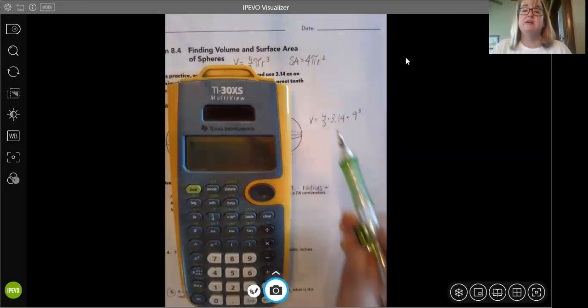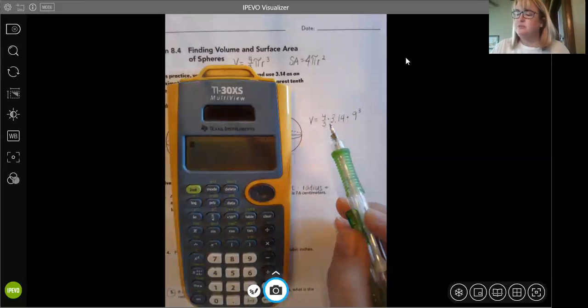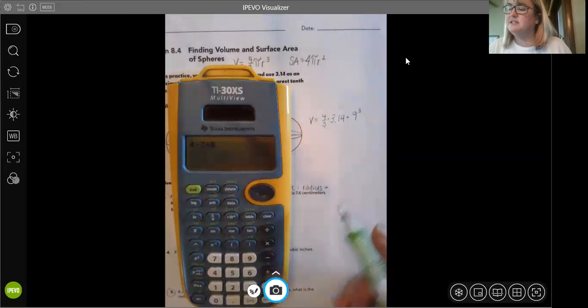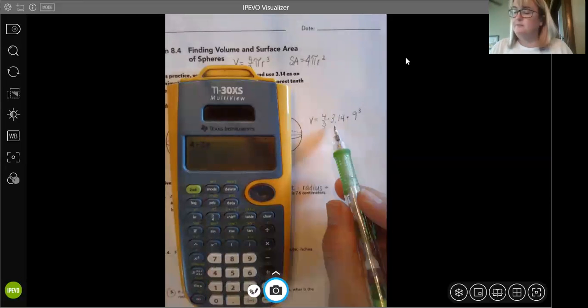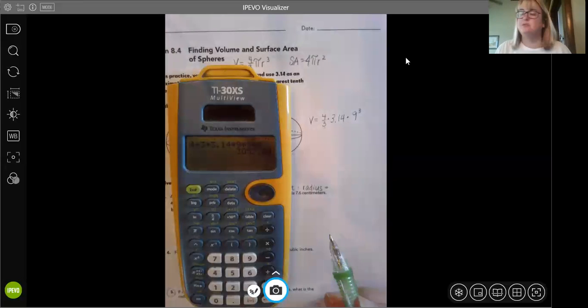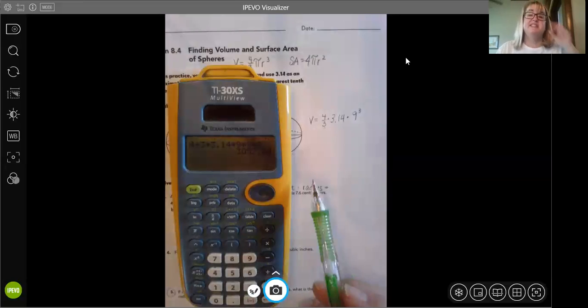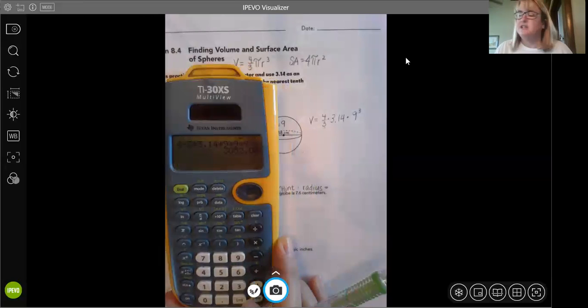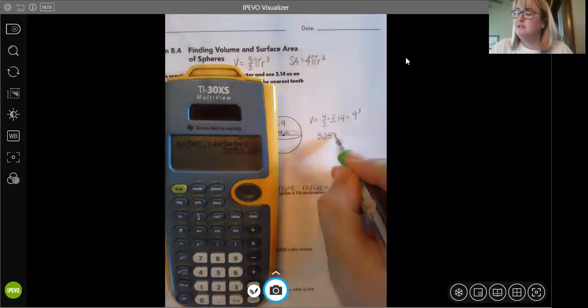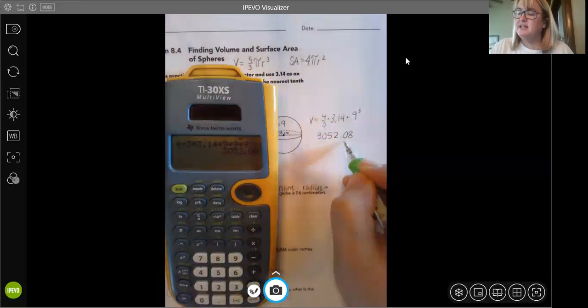So 4/3, instead of writing it as a fraction, we'll make it a division problem. 4 divided by 3 times 3.14 times, let's say 9 to the third power. Let's just do 9 times 9 times 9. And that equals 3052.08. The directions did say to round to the nearest tenth. So this is what we got, 3052.08. This is the tenths place.